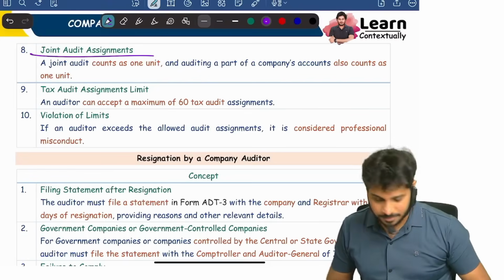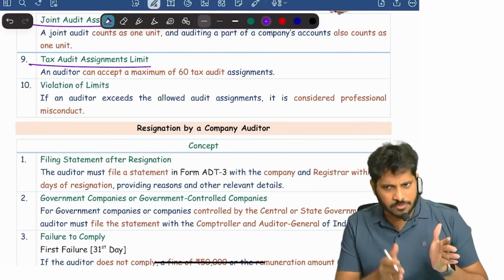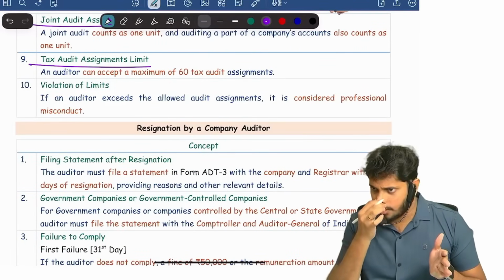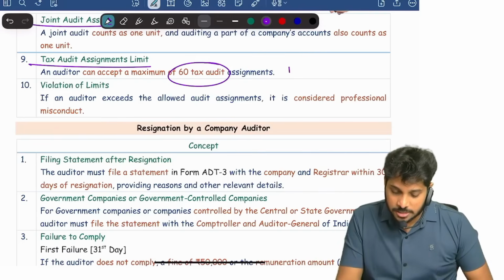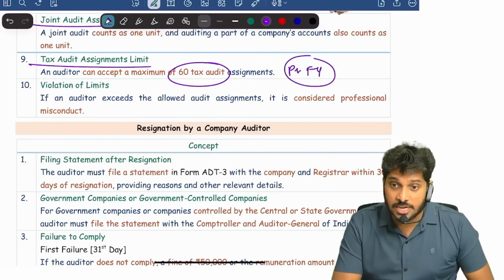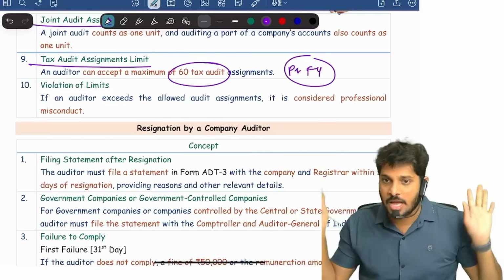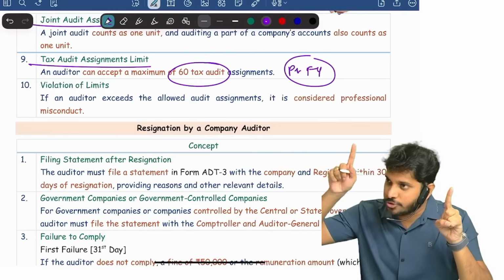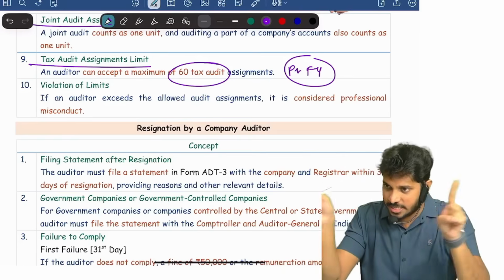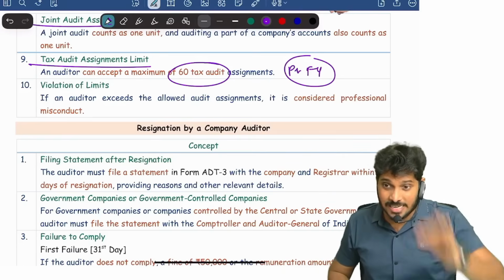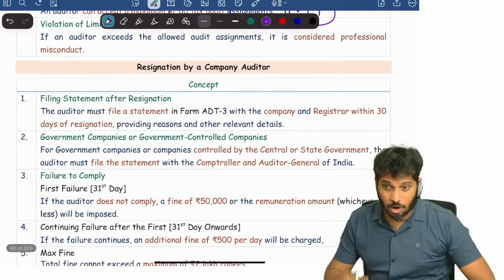Are you clear? Next, now again on tax audits, chartered accountants can also perform tax audit under income tax law, section 44AB. Who can do tax audit? Only CA can do. How many can he do? 60 audits per financial year. 60 tax audit reports only he can sign in a financial year. When I see 1st April 2024 to 31st March 2025, that entire period, maximum how many can you sign? 60. Are you clear?